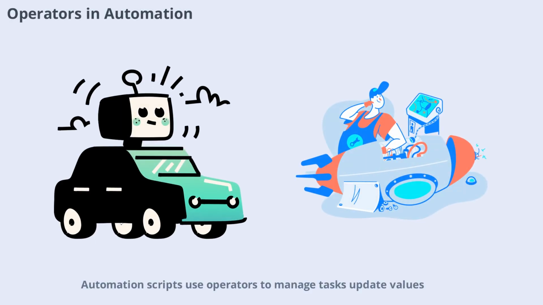Automation scripts use operators to manage tasks, update values, and control processes. Increment and decrement are especially useful for loops and repetitive actions. JavaScript operators help automate workflows and increase productivity.